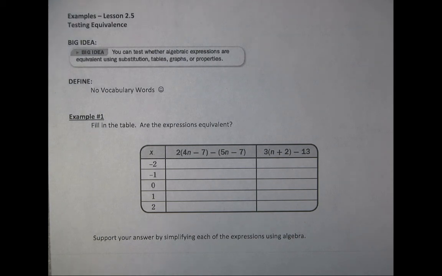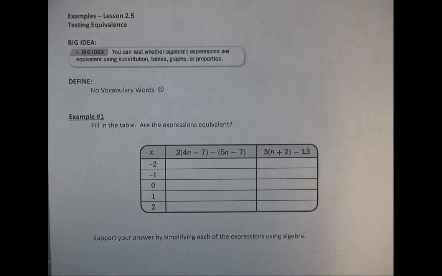This is lesson 2.5. We are testing equivalence. So we've got no new vocabulary words here, but our big idea says you can test whether algebraic expressions are equivalent using a number of different things. We can use substitution, which we're going to try today, tables, graphs, or properties. So example number 1, we are going to start with a table.